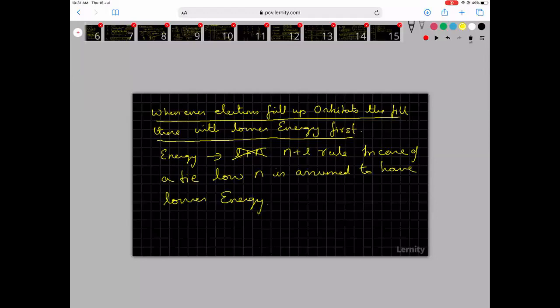Please write down first. Don't start with I don't understand. First you write down. Whenever electrons fill up orbitals, they fill those with lower energy first, or they fill them in increasing order of energy. The lower energy ones are filled first and the higher energy ones are filled later. Now how do you determine the energy? The energy is determined by the n plus l rule. What if there is a tie? If there is a tie, the one with lower n is assumed to have lower energy.